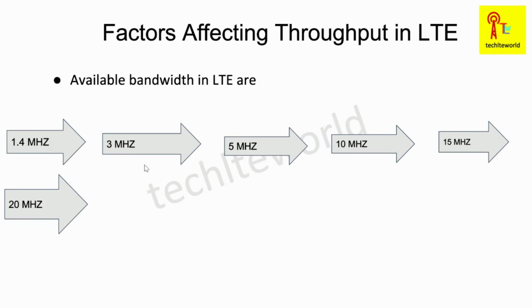If we discuss in detail the first factor, that is the available bandwidth in LTE. As I told earlier, in LTE there is a flexible bandwidth concept, right? LTE can support these bandwidths: 1.4 megahertz, 3 megahertz, 5 megahertz, 10 megahertz, 15 megahertz, and also 20 megahertz, right?